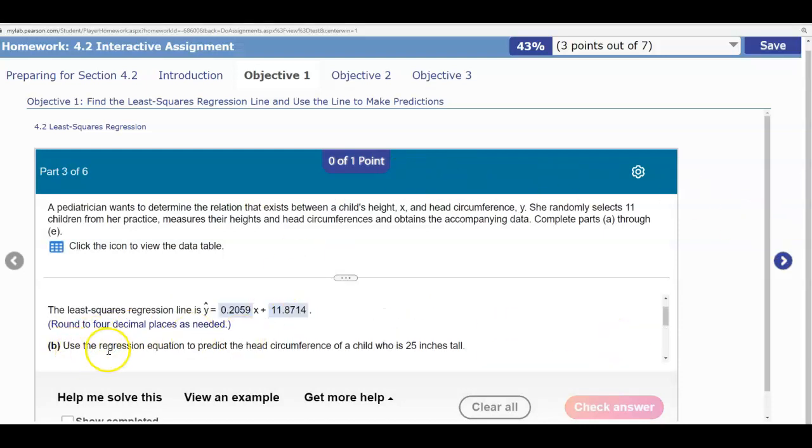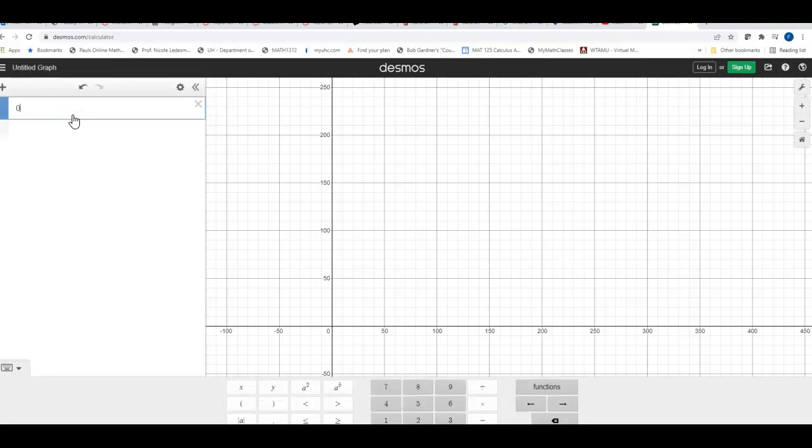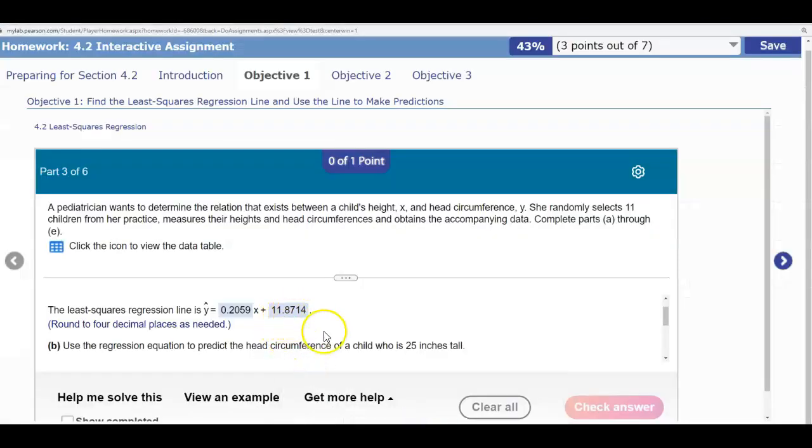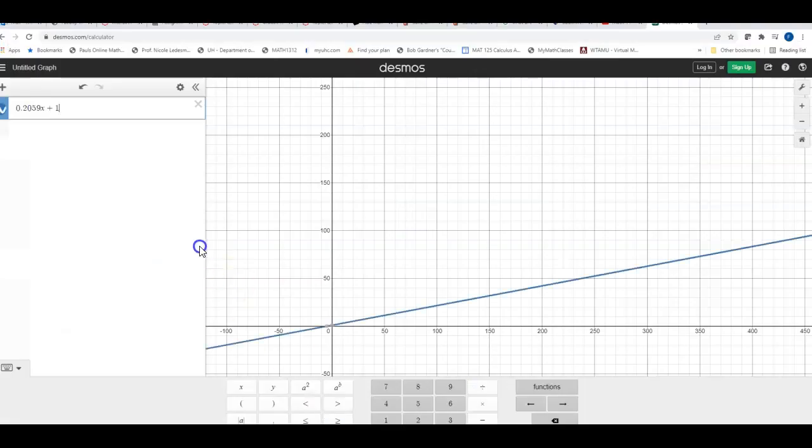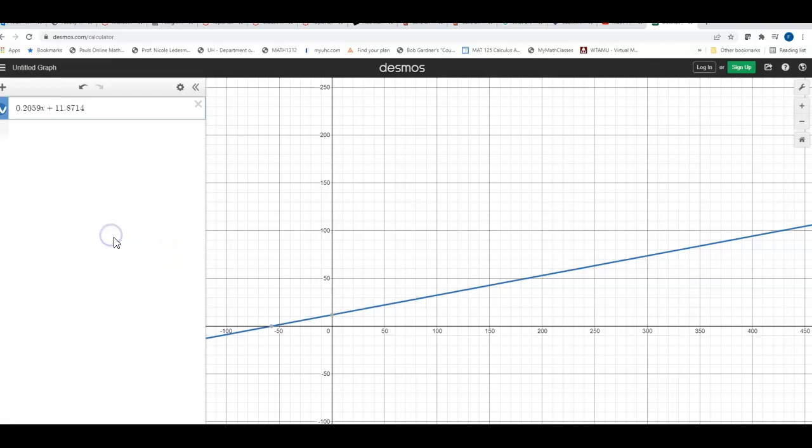Now the next question says, use the regression equation to predict the head circumference of a child who is 25 inches tall. To give you more of a visual of what we're doing here, we're going to put this equation into our Desmos calculator. So I'm going to put in 0.2059 x, and then plus 11.8714. Okay, now there is our graph. This is what our graph looks like.